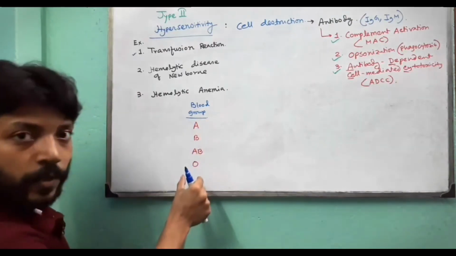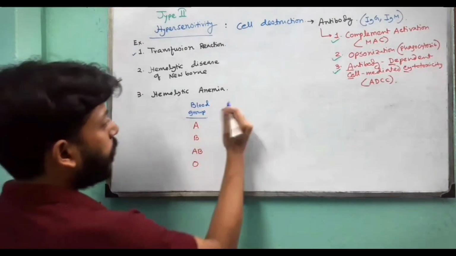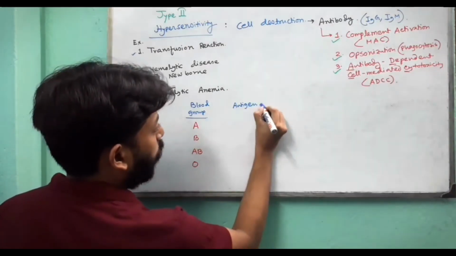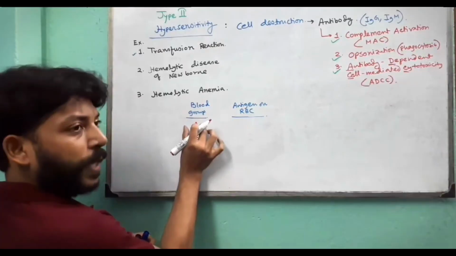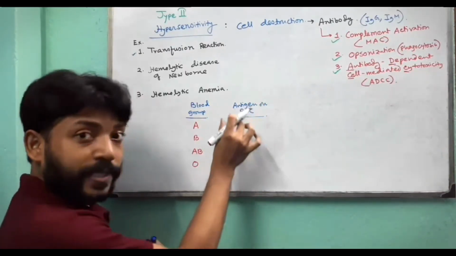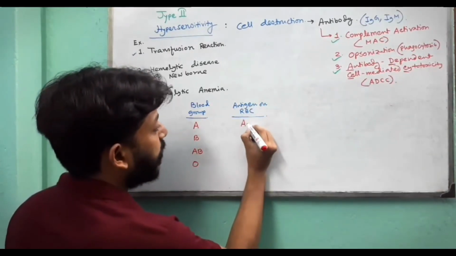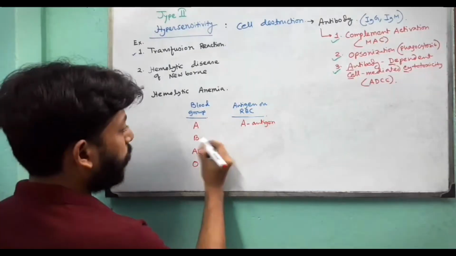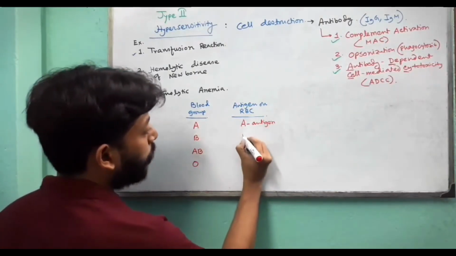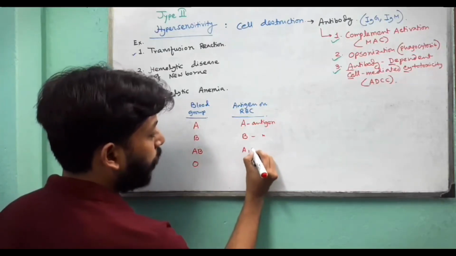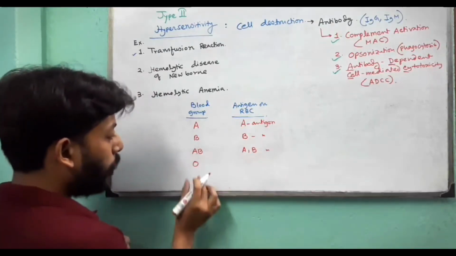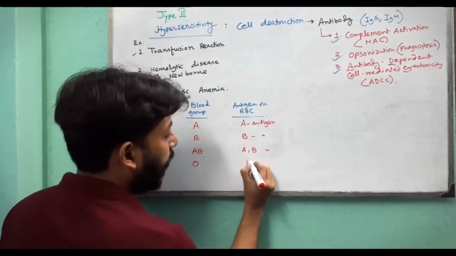What is the basis of this blood group? There is antigen on red blood cell. In case of blood group A, the RBC have A antigen. This is also known as agglutinogen. For B blood group, B antigen is present. For AB blood group, A and B, both these antigens are present. For O blood group, there is H antigen.